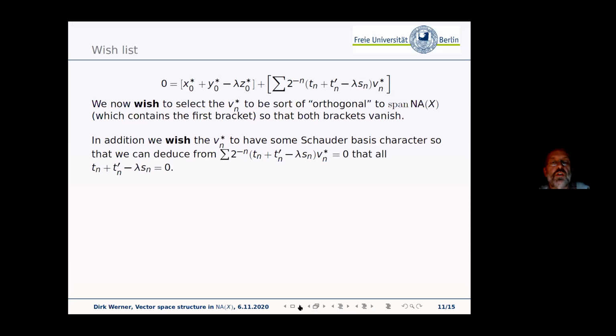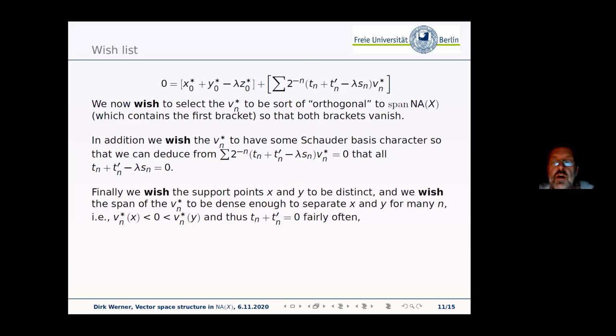Now the second wish is, if the second bracket is 0, then we want to know that the coefficients are actually 0. So therefore, we would like to have some, let's say, Schauder basis character of the Vn star so that we can make a conclusion like that. This is the second wish.